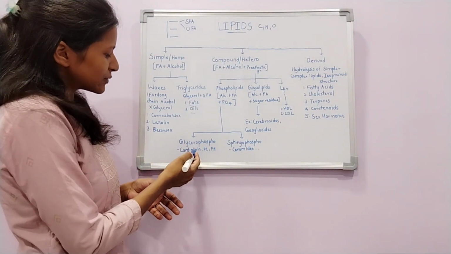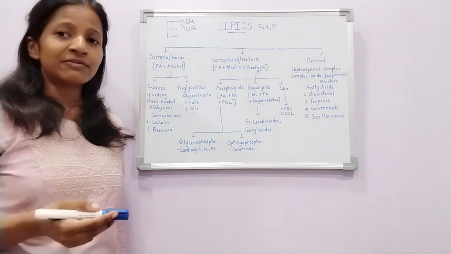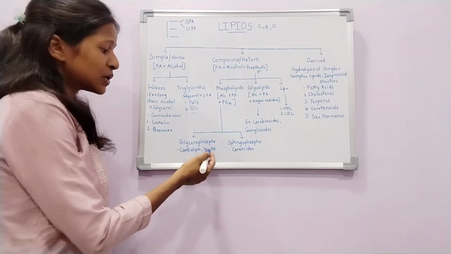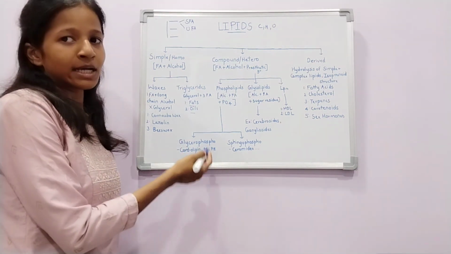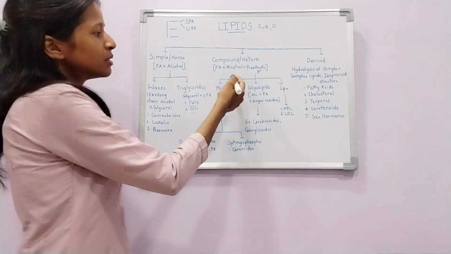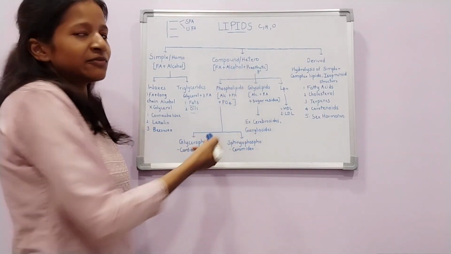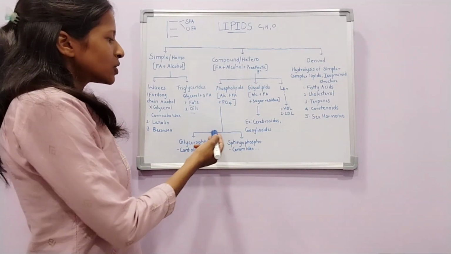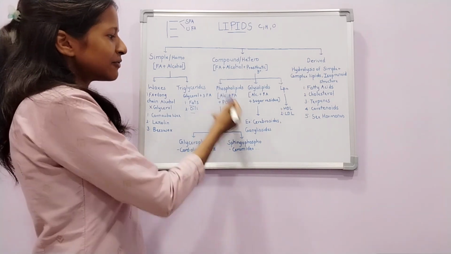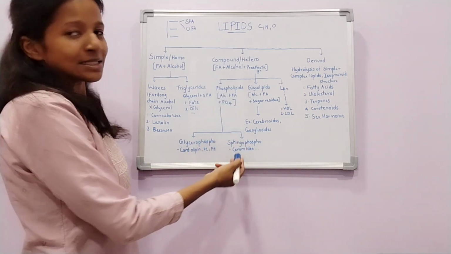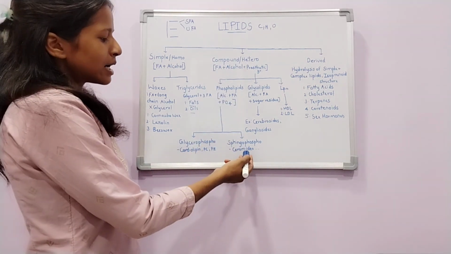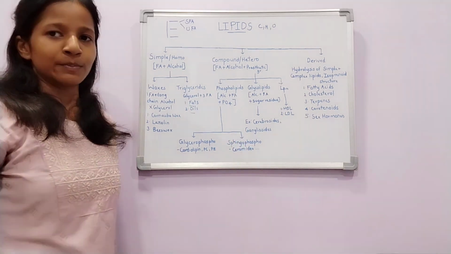The glycerophospholipids include lecithin, cephalin, cardiolipin, and phosphatidylcholine. This one has a choline molecule along with the fatty acid, alcohol, and the phosphate group. So based on the alcohol group that is present, phospholipids can be classified into these two types. Ceramides are a good example of sphingophospholipids.